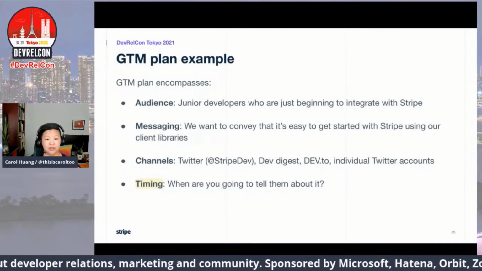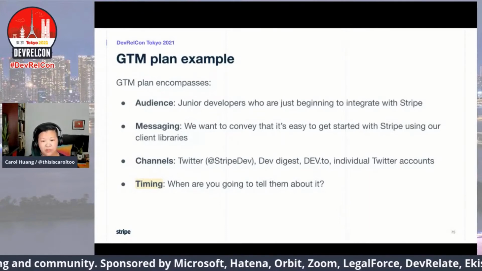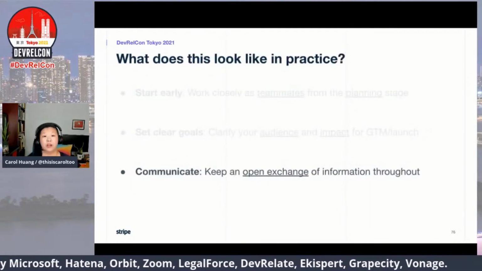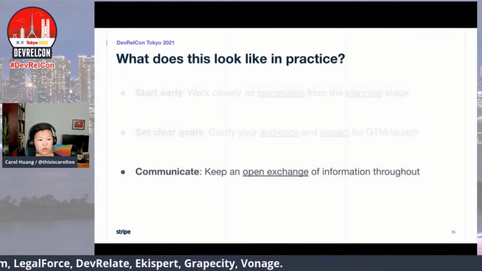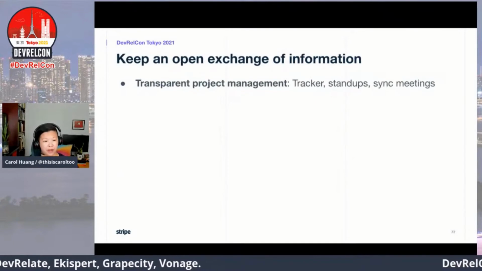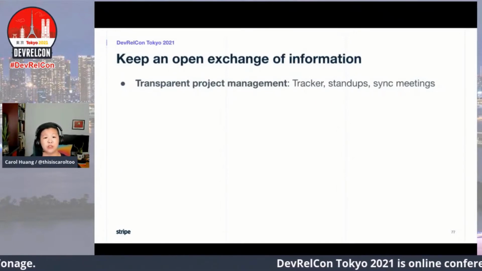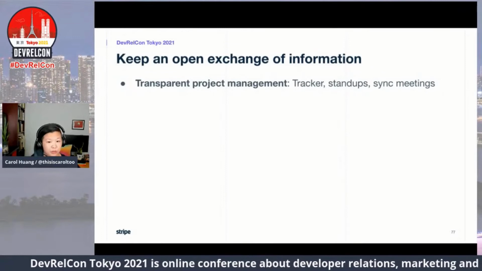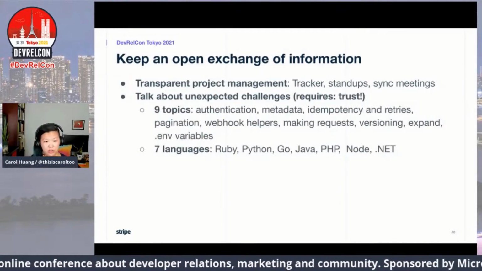And timing, the last thing, let's talk about this one. You could throw an arbitrary date in there. You could say we need to do it by this date for this particular reason. But what you're actually ideally doing is keeping an open exchange of information throughout the process. And in practice, this looks like things like transparent project management. This is a good practice to have in any teamwork situation while the work is going on, partially so you can know if deadlines will be hit, but also so that you can talk through unexpected challenges together, which of course requires trust.